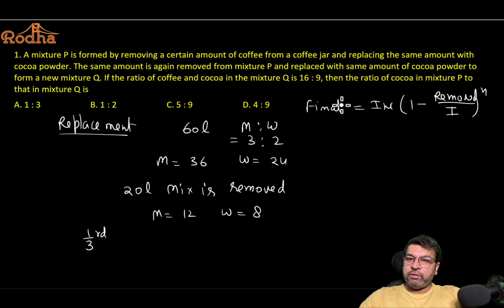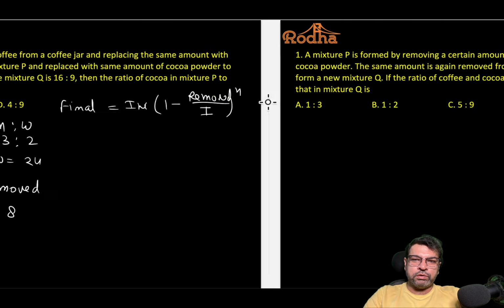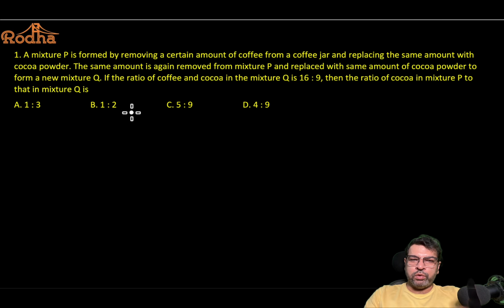Correct. And we can apply this logic in proportion also instead of actual quantities. That means instead of quantity, you could also talk about the proportion of milk and the proportion of water. That's the basic fundamental behind it. Now let's go to the question. So, the operation is done 2 times.